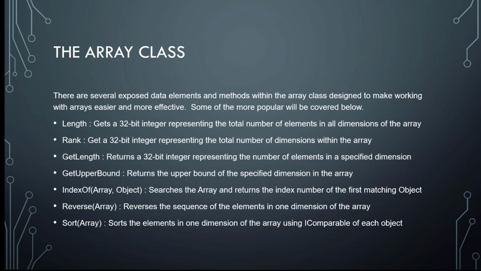Now rank. Rank gets a 32-bit integer representing the total number of dimensions within the array. So length gives you the total number of elements. Rank will give you the total number of dimensions. You just type in the name of your array dot rank.